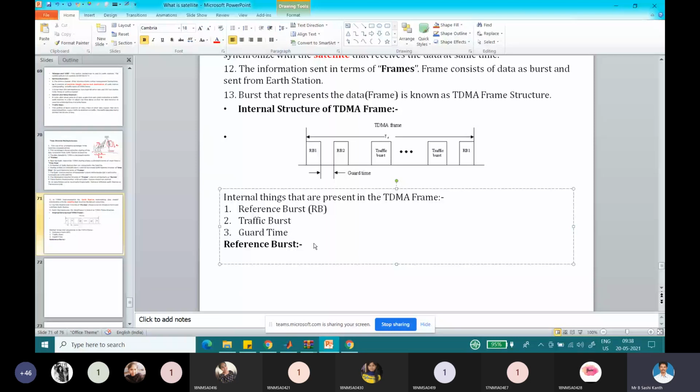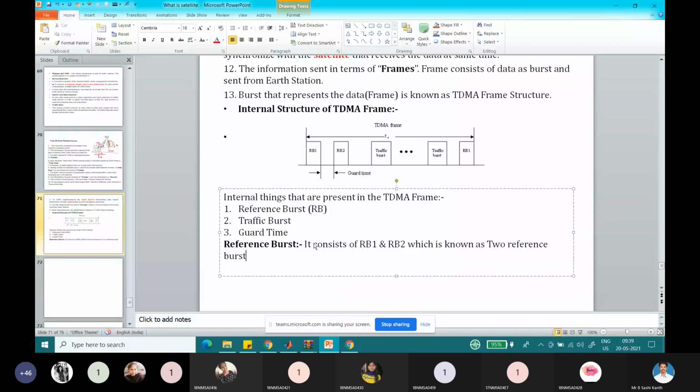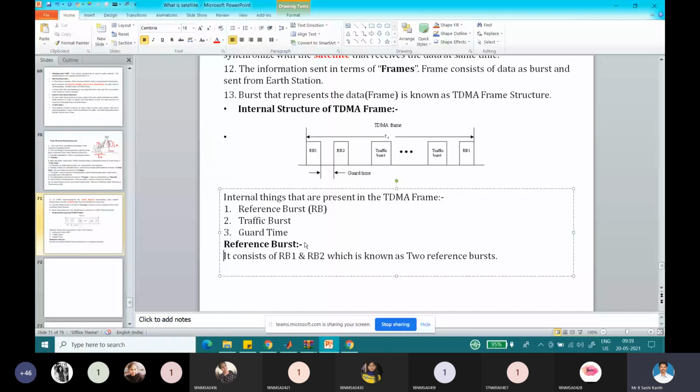In the TDMA frame, the reference burst, as shown, consists of RB1 and RB2, which are known as the two reference bursts. We'll keep this in terms of points. It consists of RB1 and RB2, which are known as the two reference bursts.